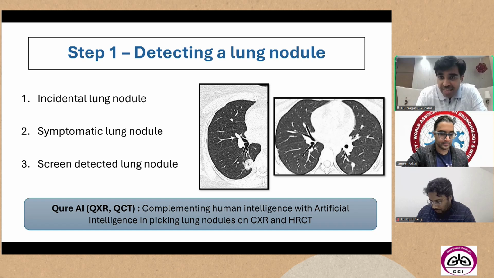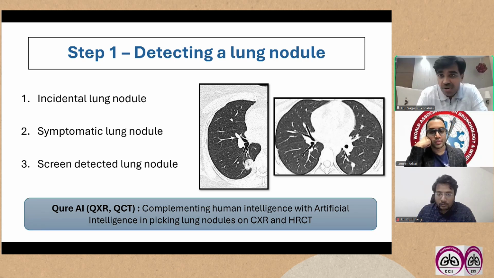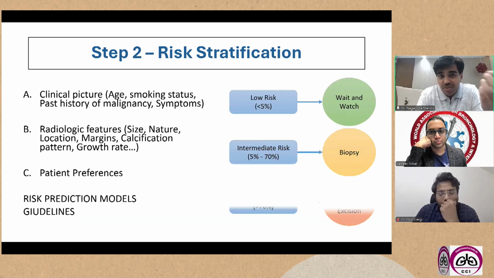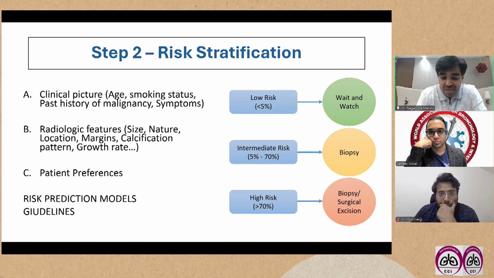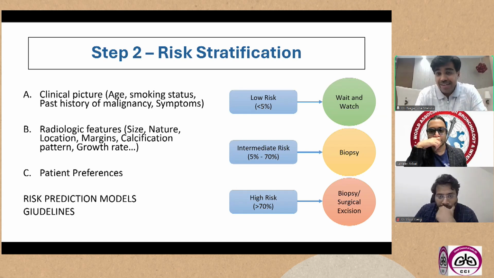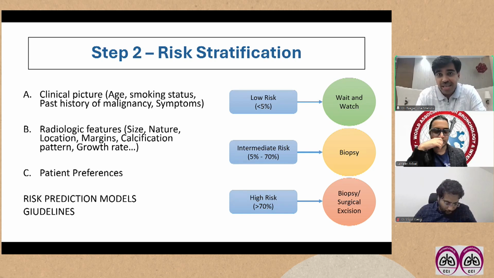Now comes the role of AI, which we will discuss in the panel also. Dr. Vipul will talk briefly about the AI in lung nodule detection. So once you pick up a nodule, you have to stratify them. This again, we will talk along with the cases, how we risk stratify them as being low, intermediate or high. And then you decide whether to wait and watch, do biopsy or do a resection. So this we will talk about again.